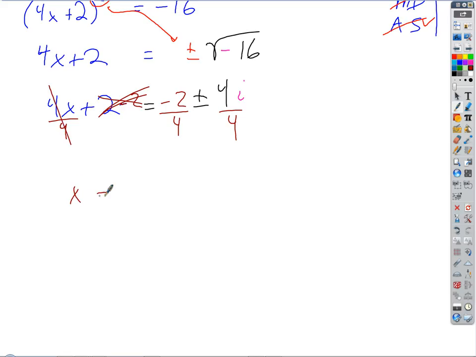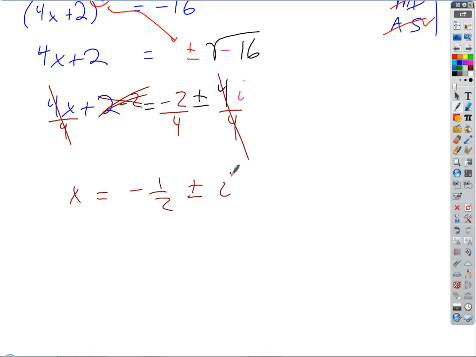Well, now look what you get. X equals negative 2/4, which reduces to what? Negative 1 over 2. Yeah, so negative 1/2. But what about this? What's 4i over 4? Just i. Yeah, the 4's cancel, don't they? So I'm going to get plus or minus i. Right? That's the correct fully simplified answer.